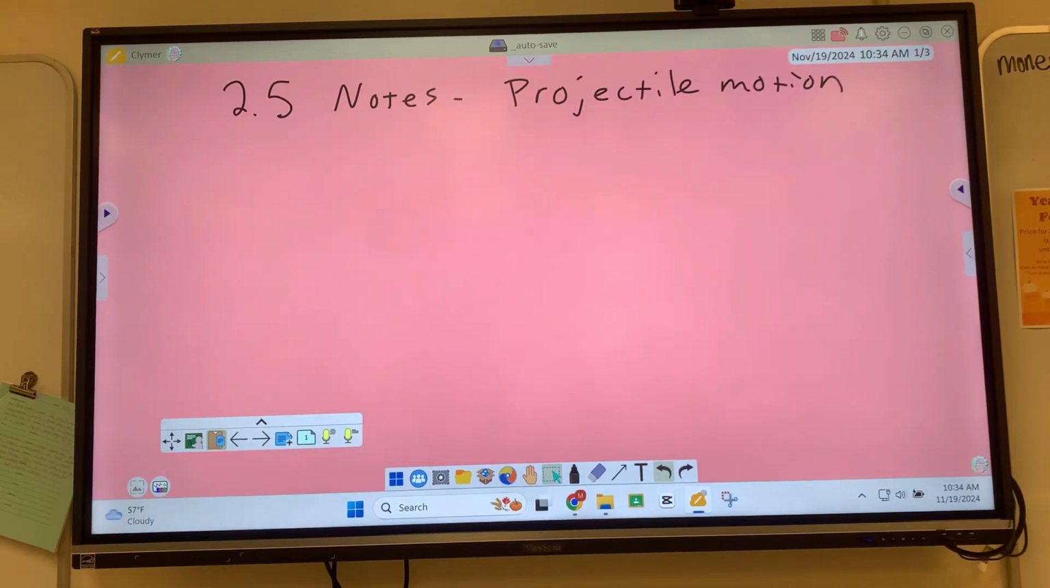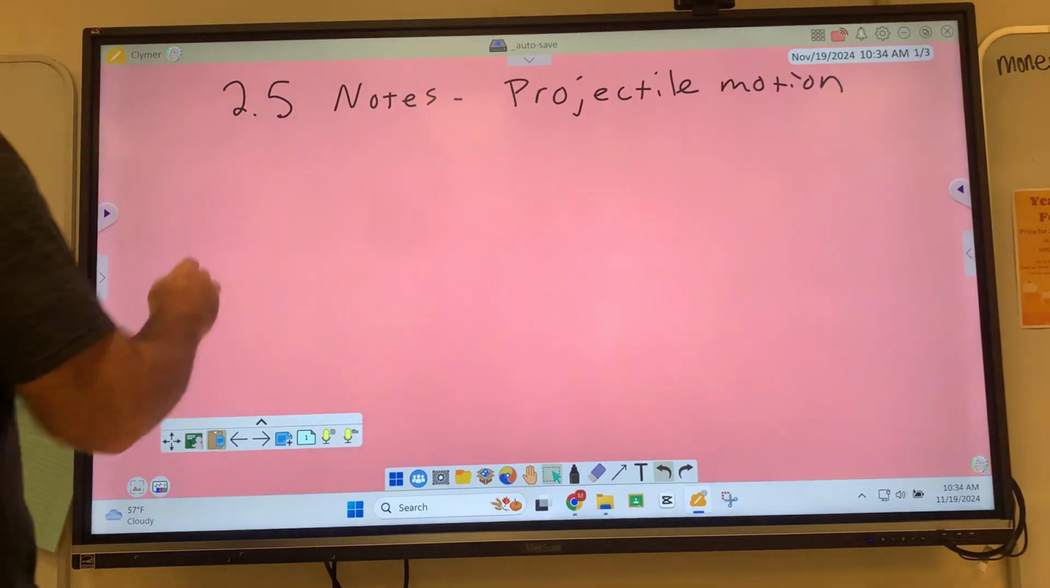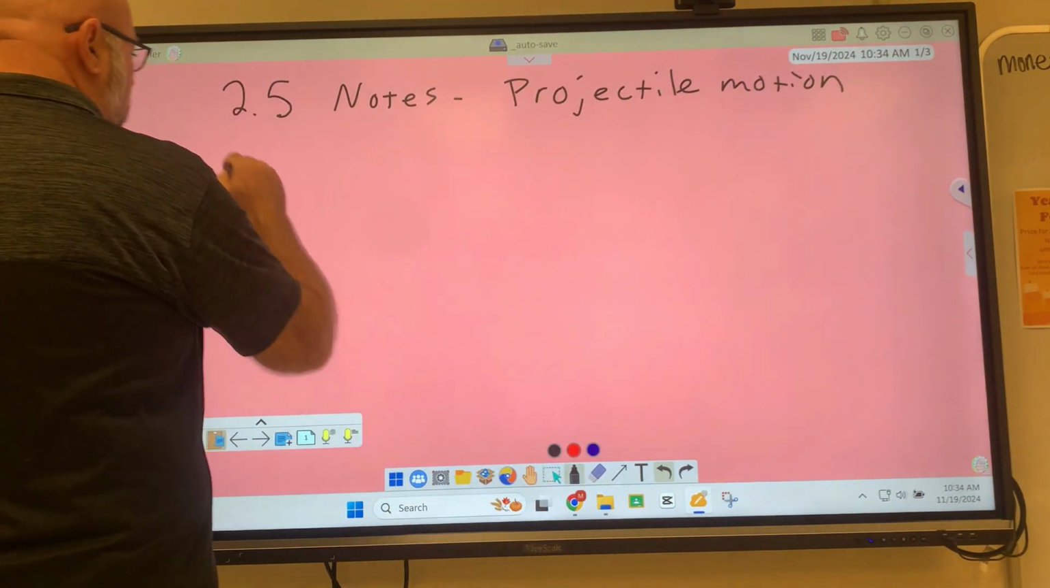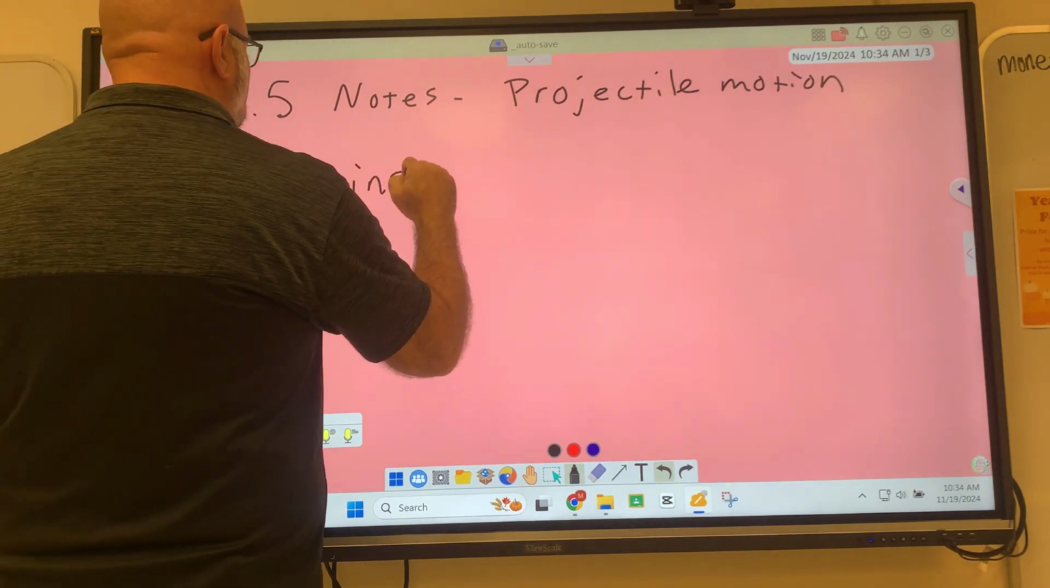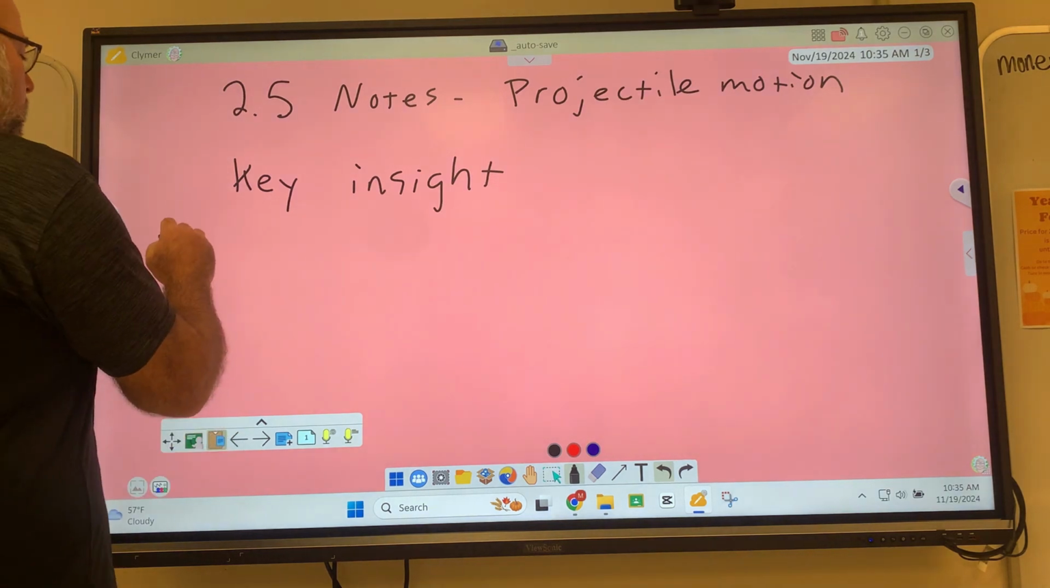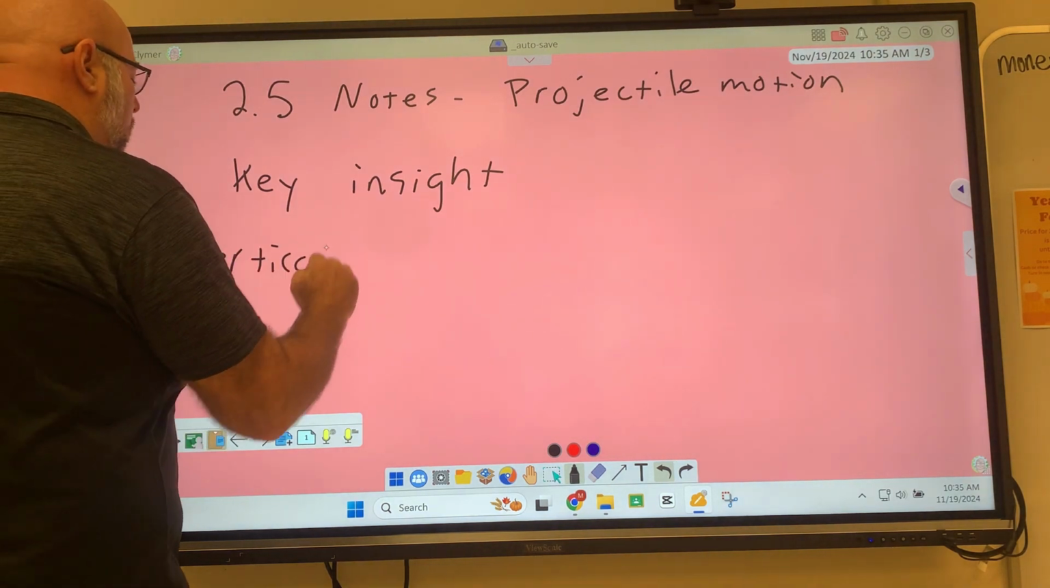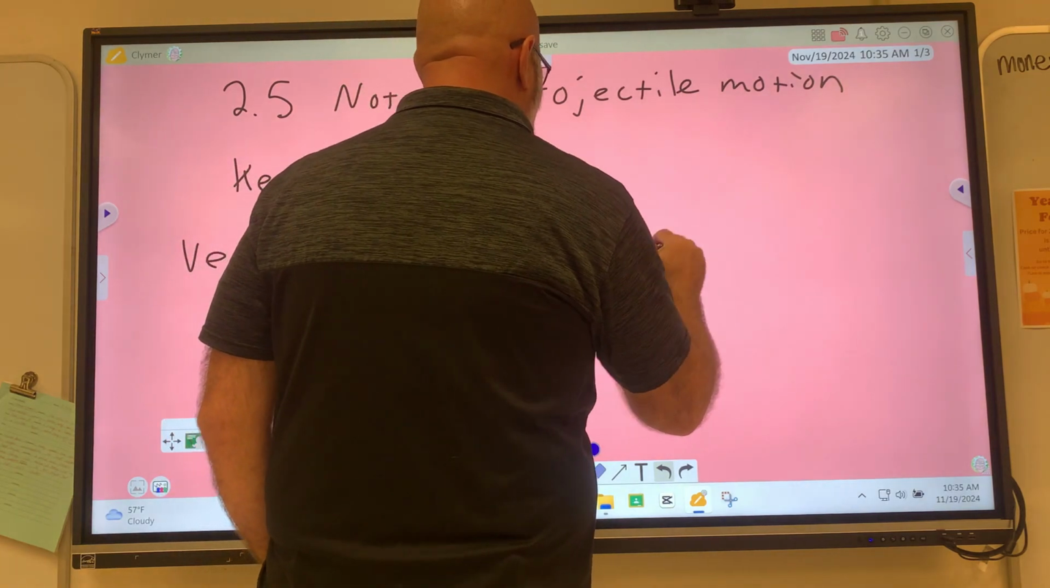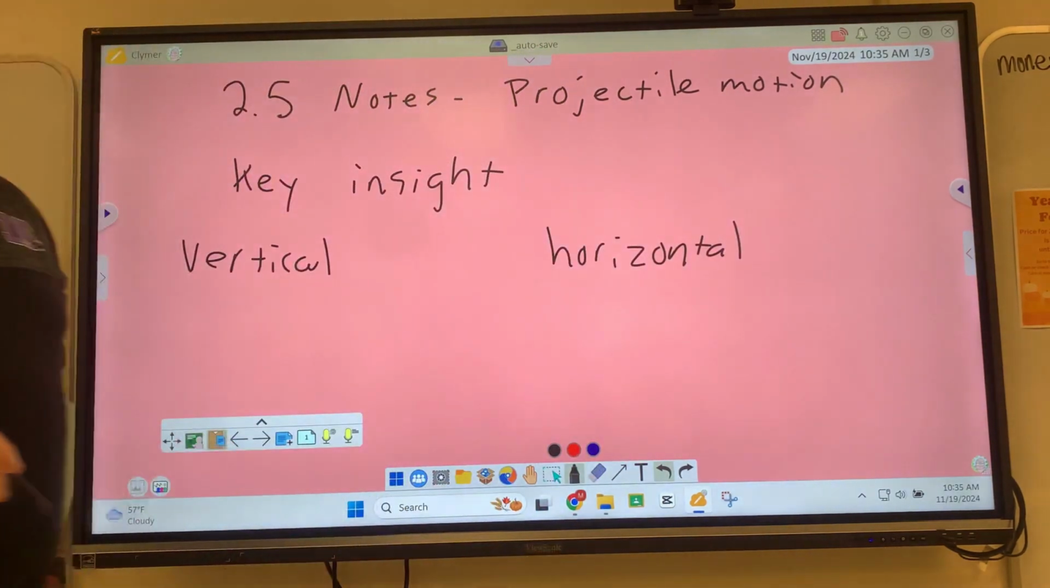The key insight for projectile motion: you can break projectile motion, which we defined last week, as just motion in two dimensions. A projectile goes forward and it goes up or down, but you have two dimensions. The key insight for projectile motion is that you break those two dimensions into two separate problems.